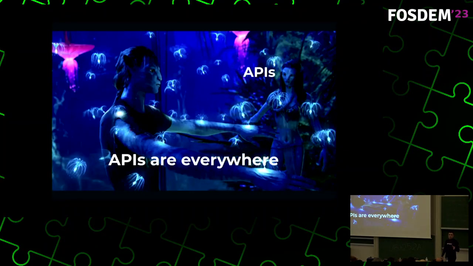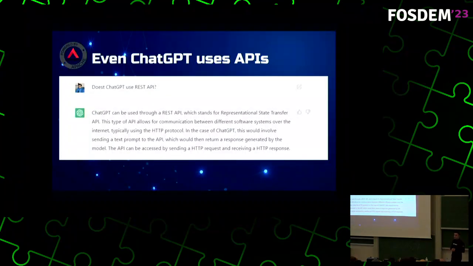API, just the three letters, is an acronym for Application Program Interface. By now, we are all familiar with this term, right? Because we are living in an increasingly API-centric world. Even ChatGPT uses an API, because under the hood, it calls the OpenAI REST API to access language models.